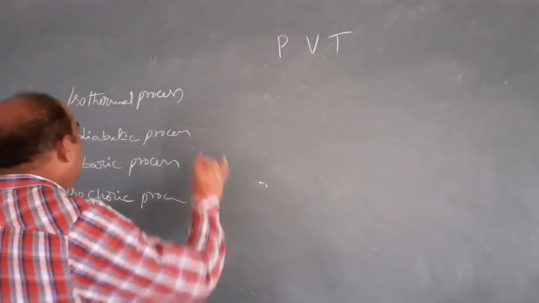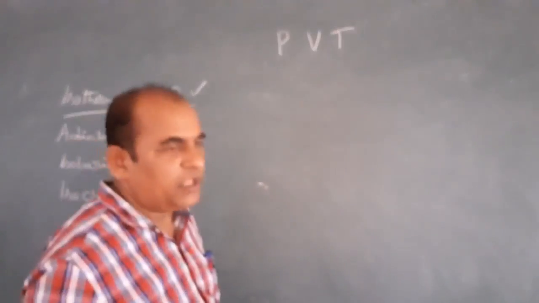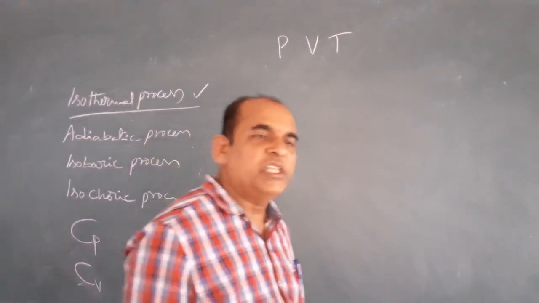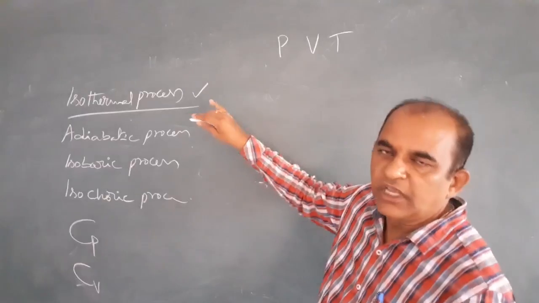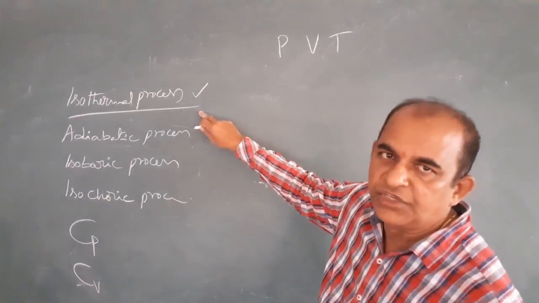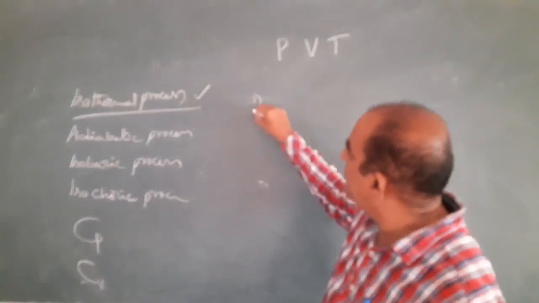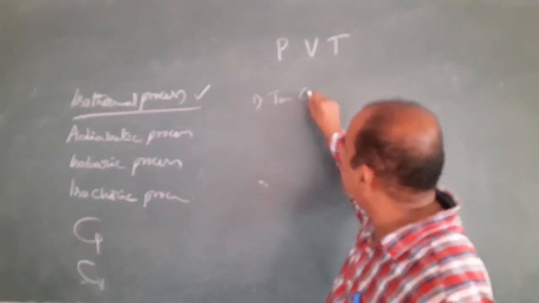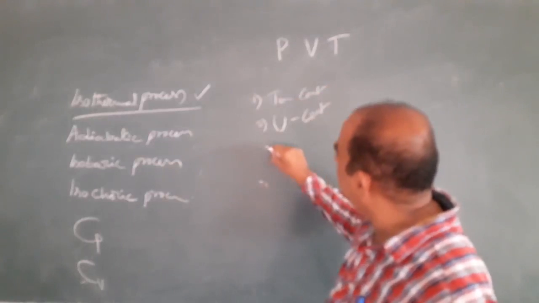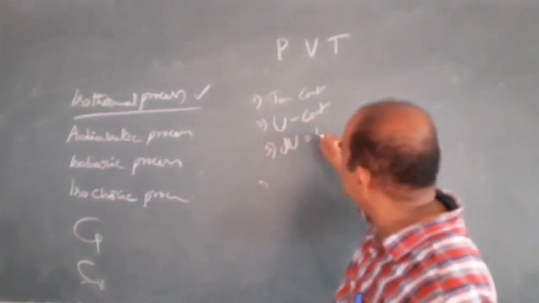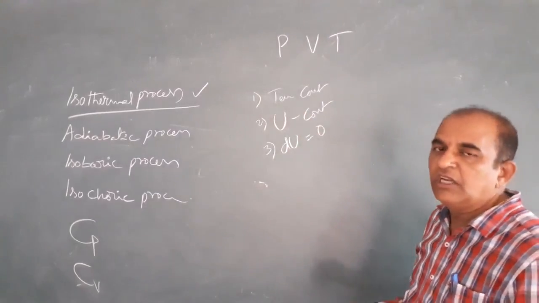First of all, what is the isothermal process? The change in volume and pressure without change in temperature is called an isothermal process. Volume and pressure can change, but temperature cannot change. So in an isothermal process, temperature is constant. That means internal energy is constant, so the change in internal energy is zero: U is constant, dU is zero.